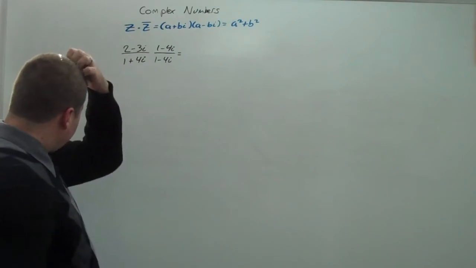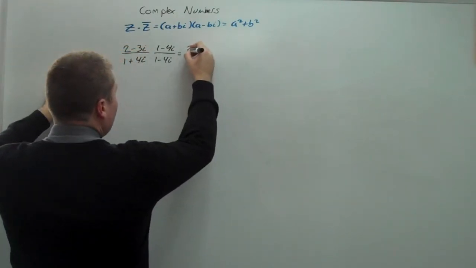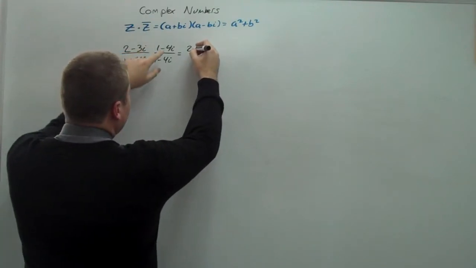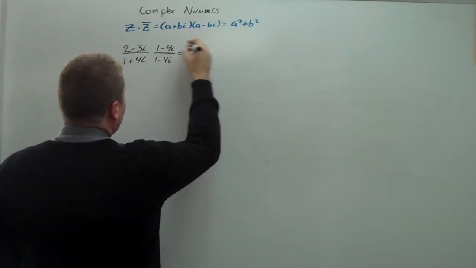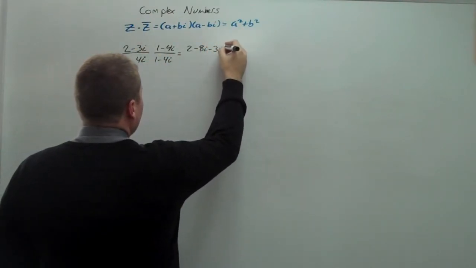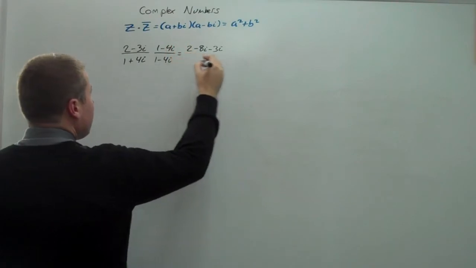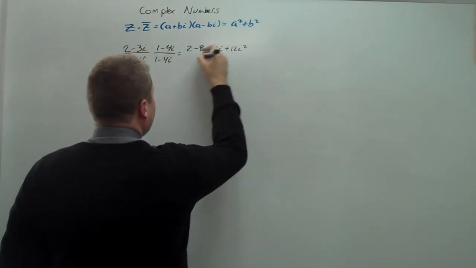And we're off and running. So, up top we have 2 times 1. Then we have 2 times negative 4i, so negative 8i. Then negative 3i times 1 is negative 3i. And then negative 3i times negative 4i is positive 12i squared.